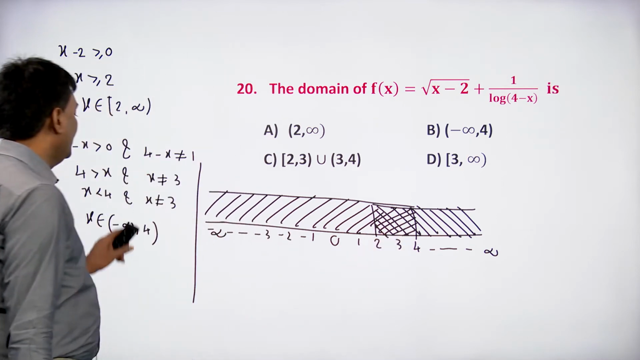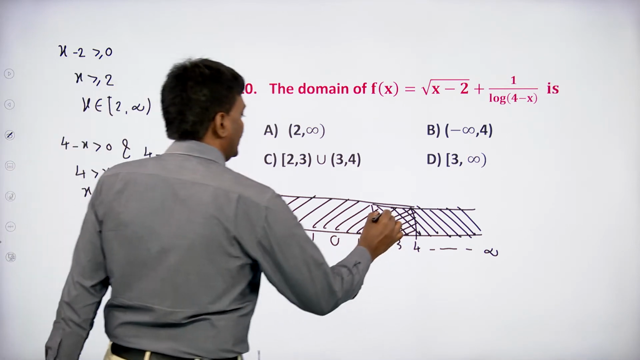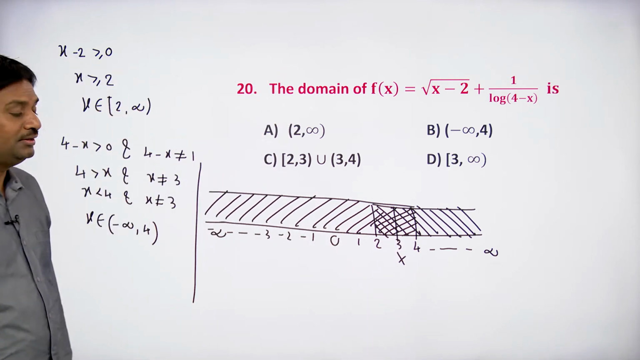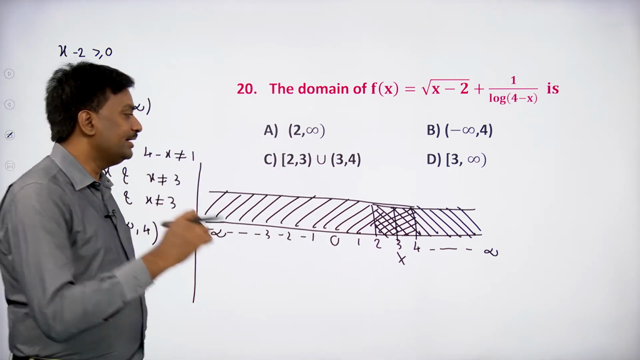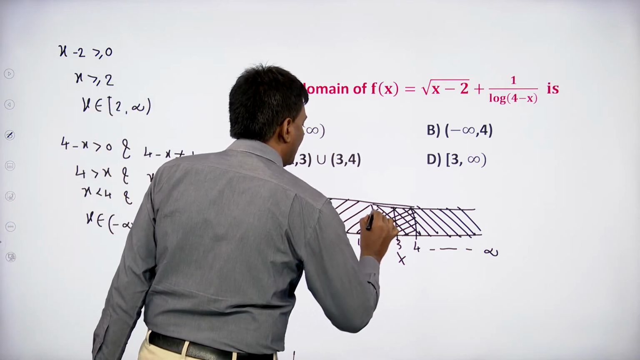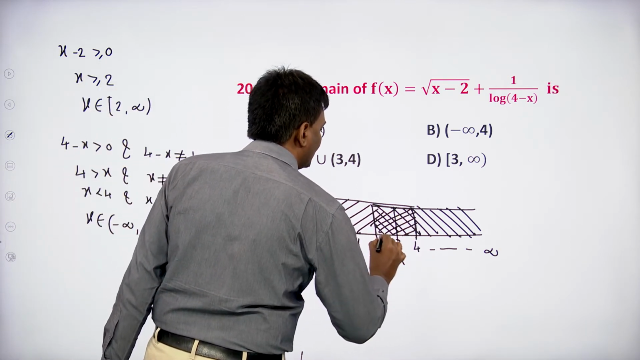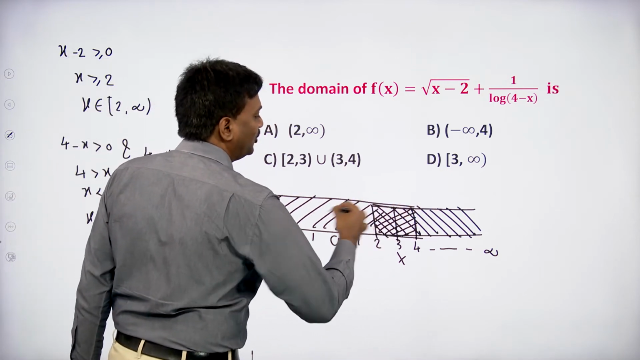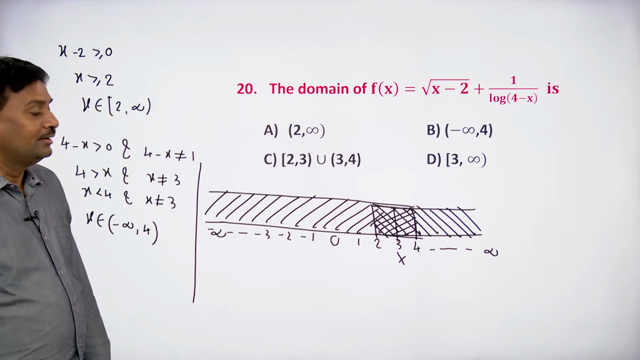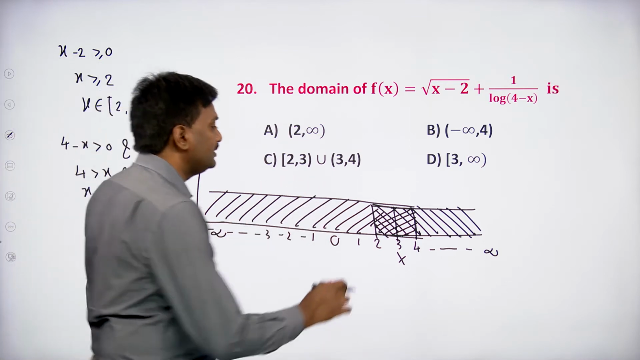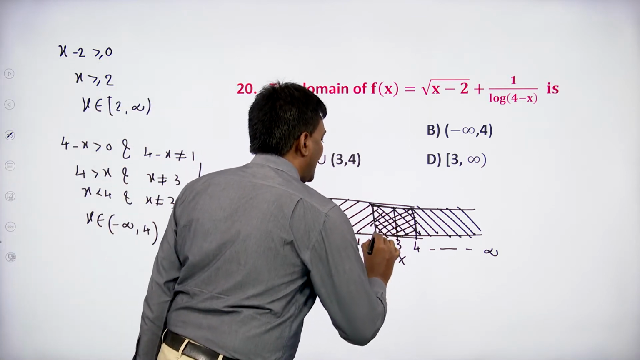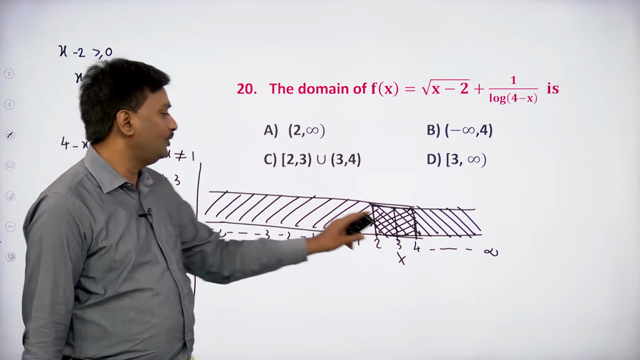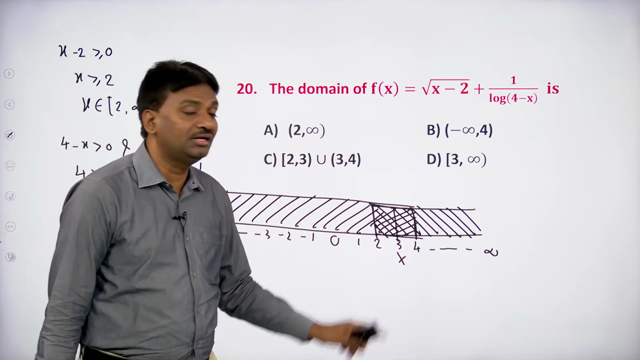Next also x not equal to 3. Here don't consider 3. So by taking the common part only, common part means the mixed part of lines. Some lines we have taken like this, some we have taken like this. Now common part means we have to take this part. So this part lies between 2 and 4. Here we are considering 2, but we are not considering 4 and we are not considering 3 also.